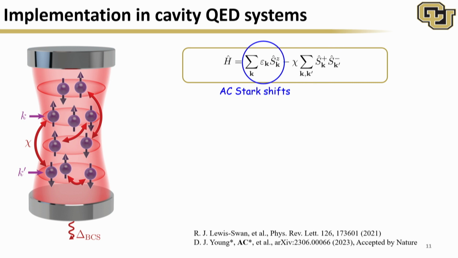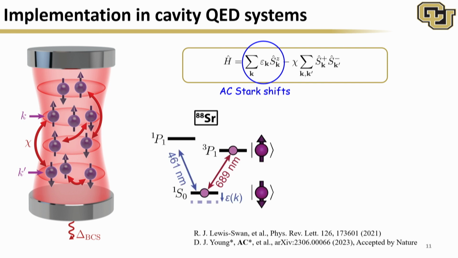And now I would like to explain the kinetic energy of the electrons, and how we implement this term using AC Stark shift. The idea is that we use a laser to resonantly couple the spin down state to another state in strontium atoms, and then we do beam shaping so that each atom can feel a different AC Stark shift.